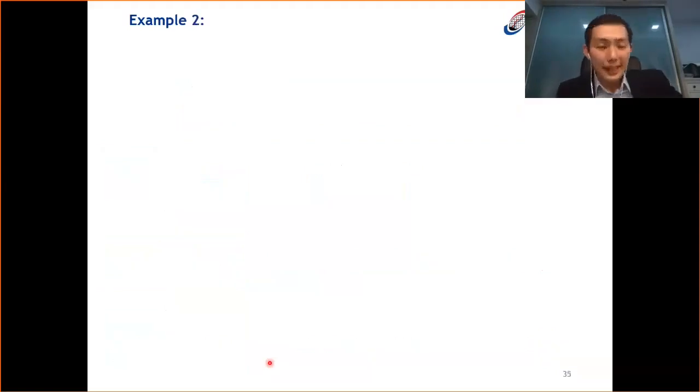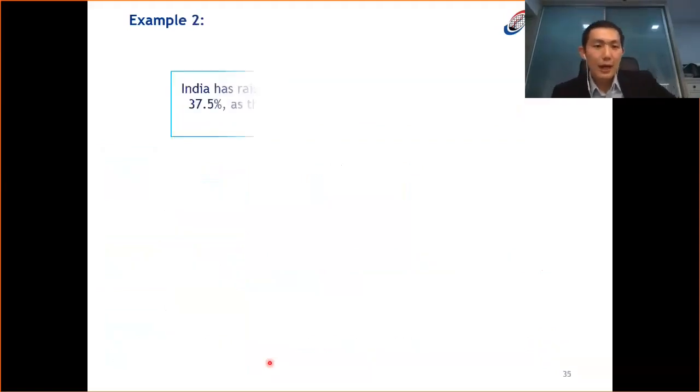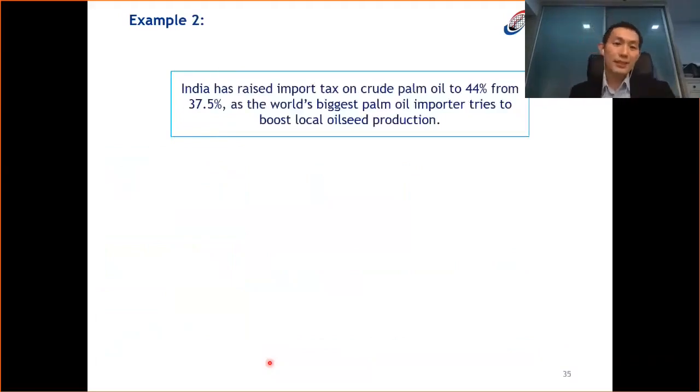Now, the second example: let's say India has raised its import tax on crude palm oil to 44% from 37%. As the world's largest palm oil importer, they are trying to boost their local oilseed production. So let's find the keywords here. The 2 keywords are import tax, raised to 44% from 37%.